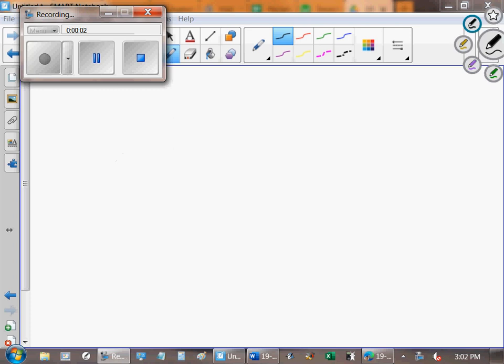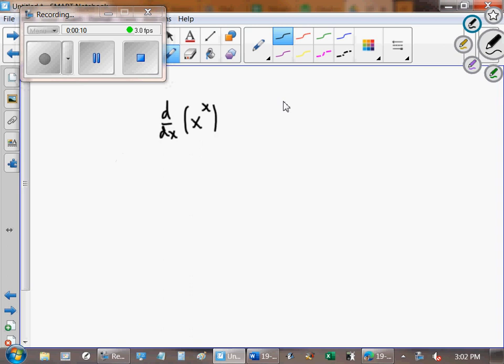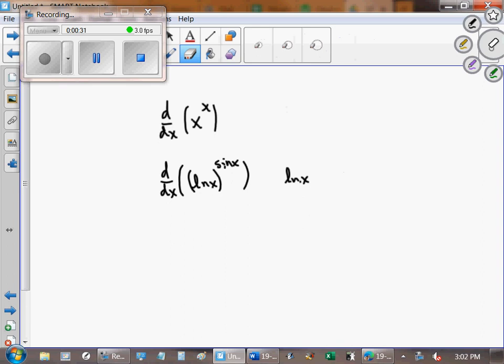Okay, in this brief video, I wanted to show you how to find the derivative of something like x to the x, or maybe the derivative of, let's say, ln x raised to the power sine x, assuming that ln x was not negative. So basically greater than 0. And I think also you kind of have to be careful with ln x equaling 1.